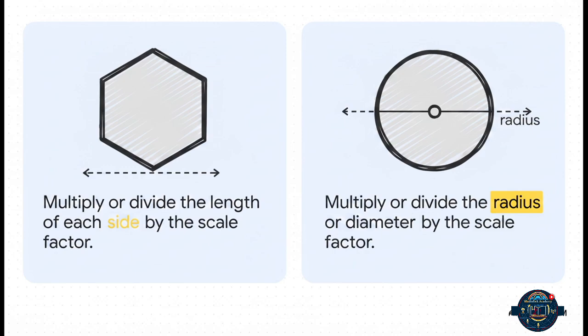For anything with straight sides, like a square or a triangle, you just apply that scale factor to the length of every single side. Now, for a circle, it doesn't have sides, right?